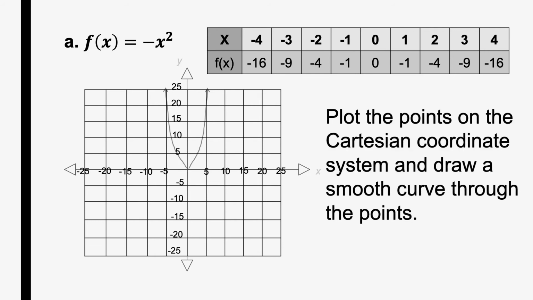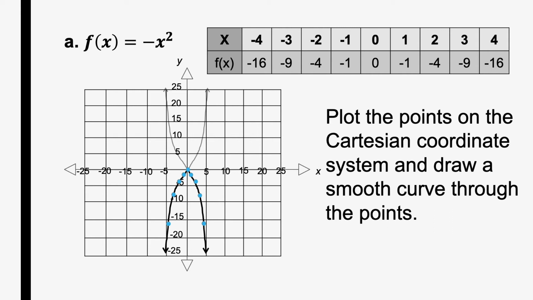plot the points on the Cartesian coordinate system and draw a smooth curve through the points. So we have here, let's start with 0, negative 1, 1, positive 1 and negative 1, negative 2 and negative 4, positive 2 and negative 4, negative 3 and negative 9, we have positive 3 and negative 9, negative 4 and negative 16, and positive 4 and negative 16.